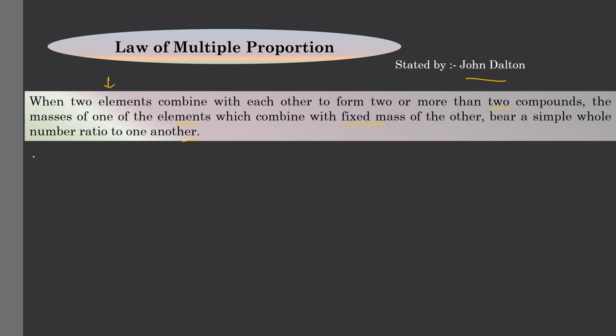Here they are saying when two elements combine with each other, we'll take carbon and oxygen. When carbon and oxygen combine together, they'll form two or more than two compounds. Let us take two compounds as carbon monoxide and carbon dioxide. Now the mass of one of the elements that combine with a fixed mass of the other. Let us write down the masses first.